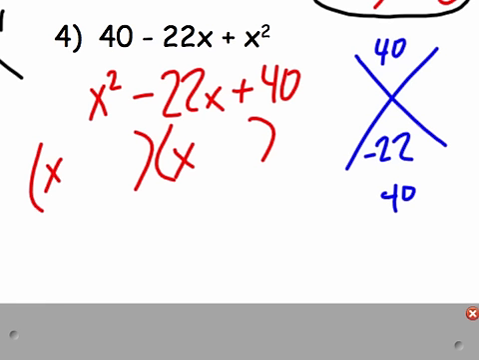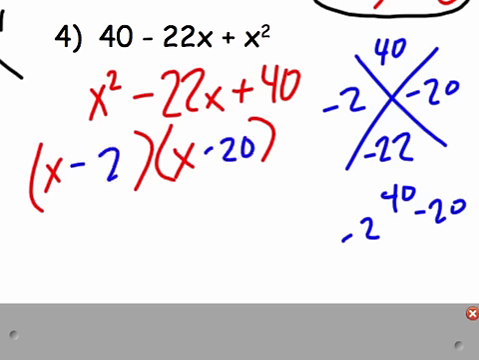I don't think it's going to be negative 1 and negative 40, right? Those aren't going to add up. Let's go to the next one. Negative 2 times negative 20. That looks pretty good, doesn't it? Negative 2 and negative 20, they add up to negative 22. So there we go. Minus 2, minus 20, and I'm done.